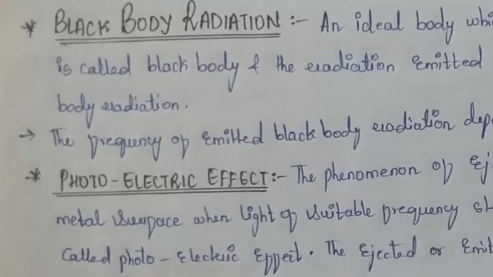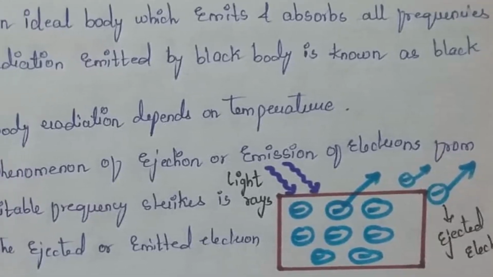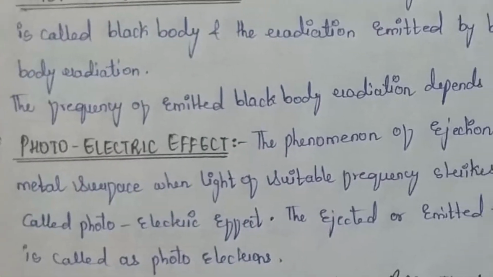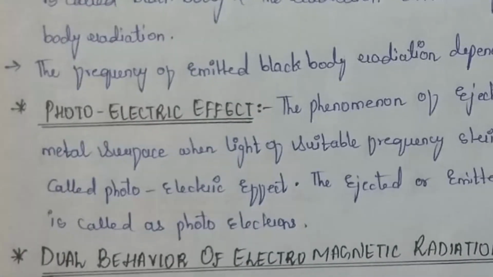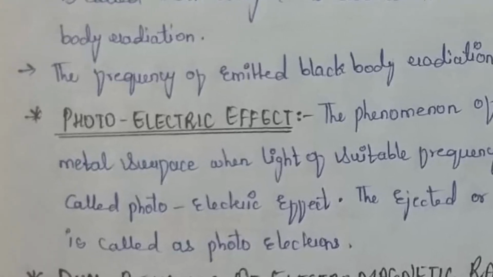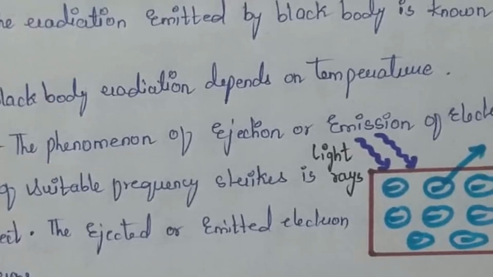Black body radiation: an ideal body which emits and absorbs all frequencies is known as a black body, and the radiation emitted by a black body is known as black body radiation. Black body means an ideal body which emits and absorbs all frequencies, and the radiation emitted by that body is known as black body radiation. The frequency of that emitted radiation depends only on temperature.